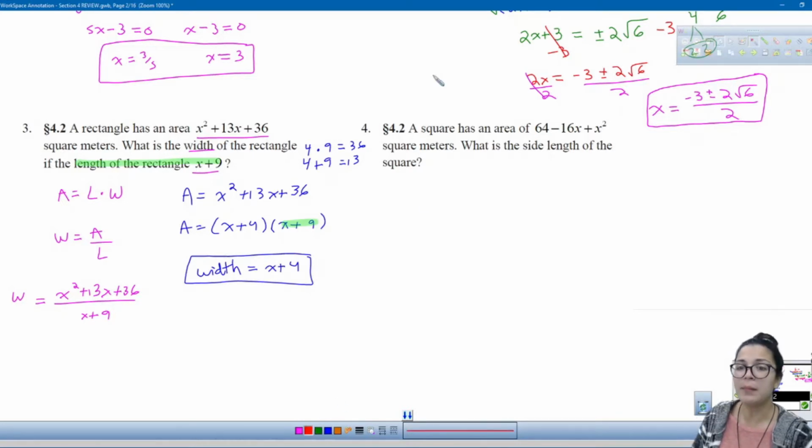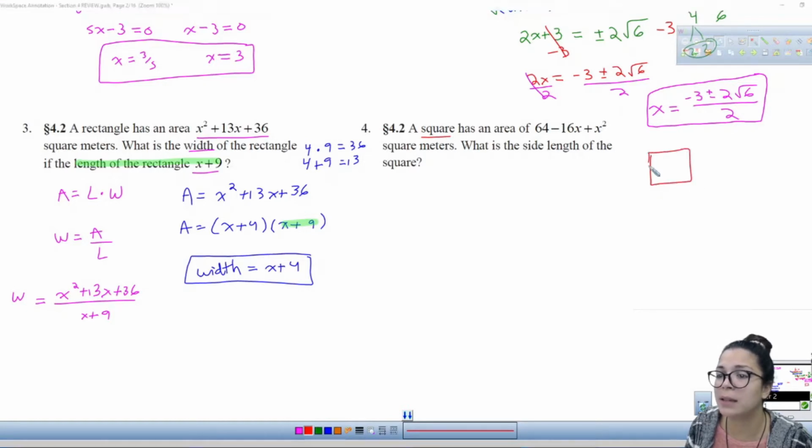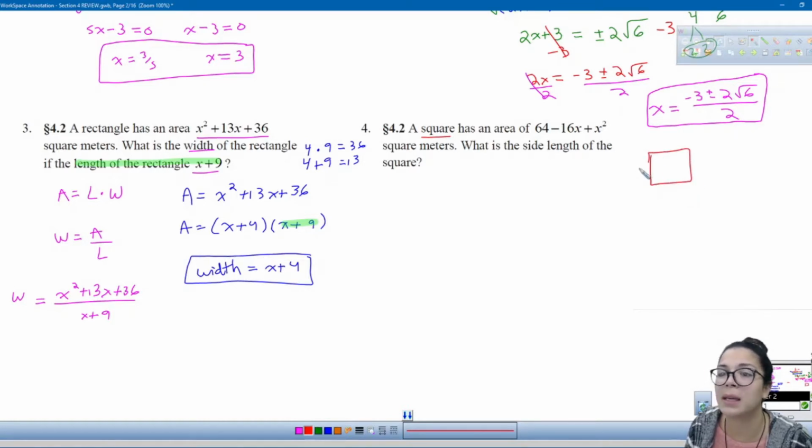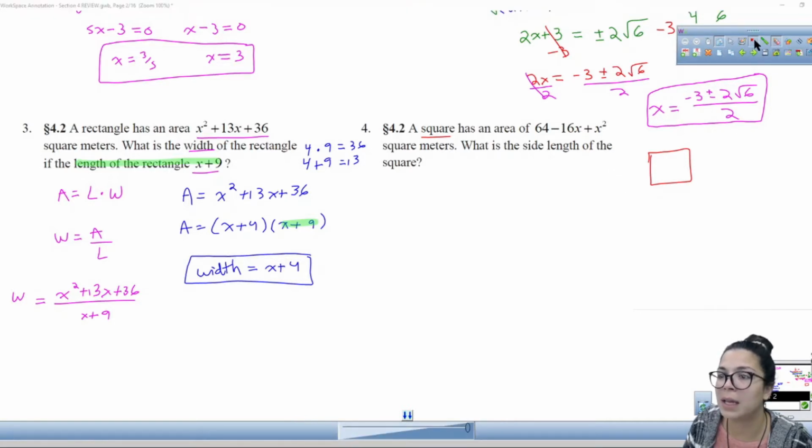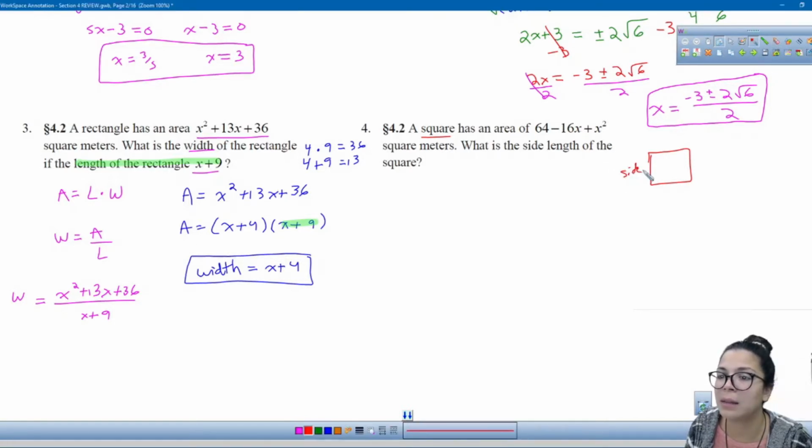Okay. And then let's go ahead and do number 4. So on number 4, a square has an area of this much square meters. What is the side length of the square? Okay. Well, notice here that this is a square, right? And a square is, the area of a square is still length times width, but the length and the width are the same length. So it's really the same number, right? So that number here will be the same. If the side length is the same.